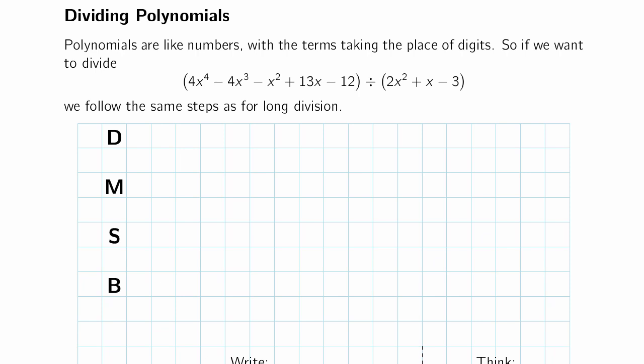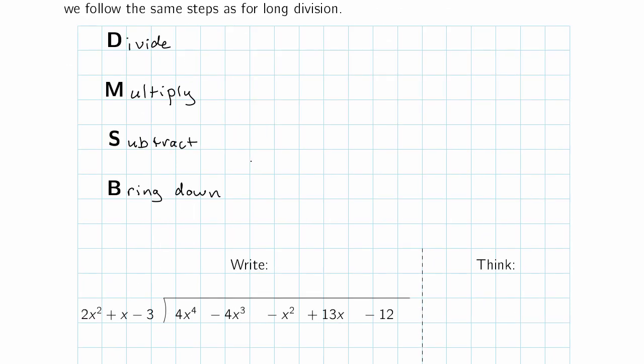So when we do arithmetic to them, polynomials behave like numbers, with the terms taking the place of the digits. So where we did long division to numbers, digit by digit, we're going to do long division to polynomials, term by term. We're going to use the same basic process. So divide, multiply, subtract, bring down. But it's going to look a little bit different with polynomials than it did with numbers.